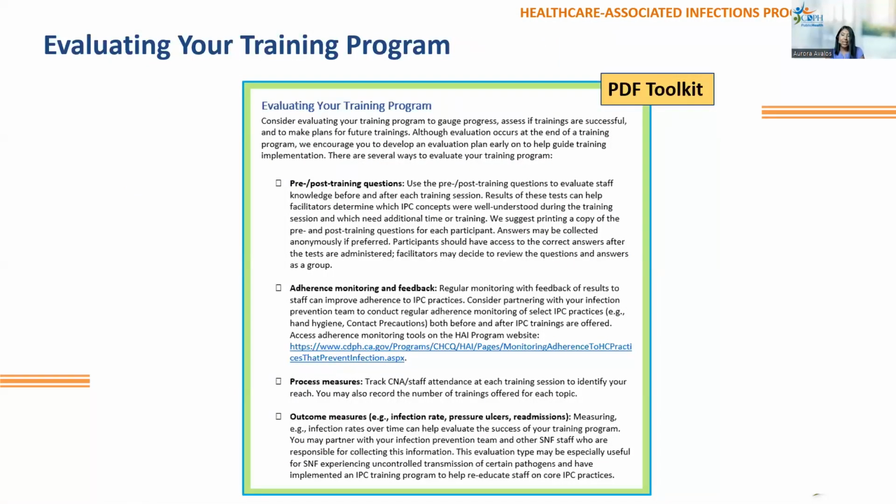The CNA Training Toolkit includes a section on evaluating your training program. There are several ways to do this, including administering the pre and post test, using adherence monitoring and feedback tools to identify gaps in IPC practice, and looking at process and outcome measures. You can read more about each in the PDF toolkit.